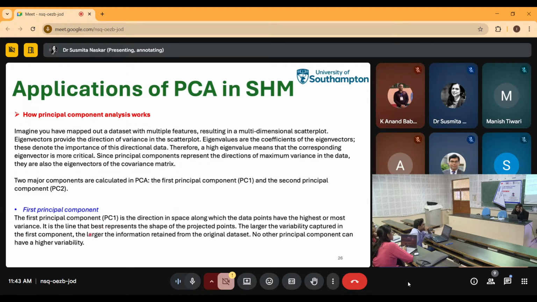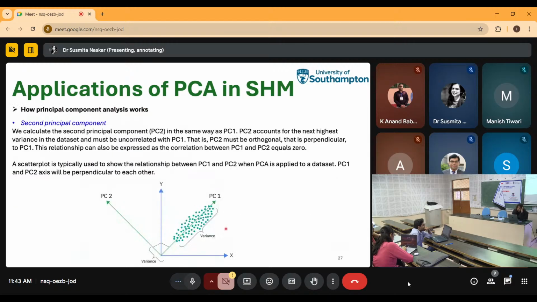So let's first see what the first principal component is. We denote the first principal component as PC1. That is the direction in the space along which the data points have the highest variance, okay? That's called PC1. So it is the line that best represents the shape of the projected points. If you look at PC1, you can see there is the most number of points here, isn't it? That's called PC1.